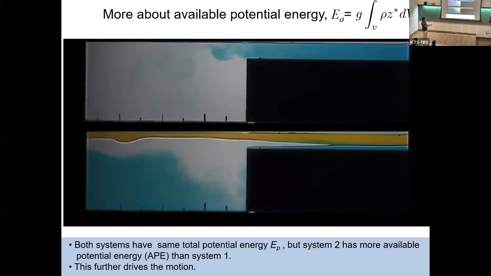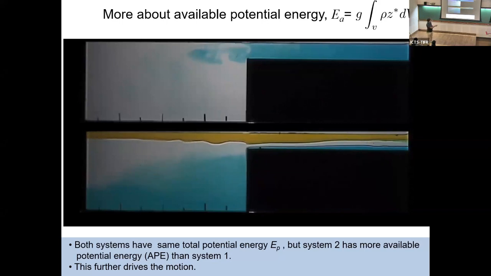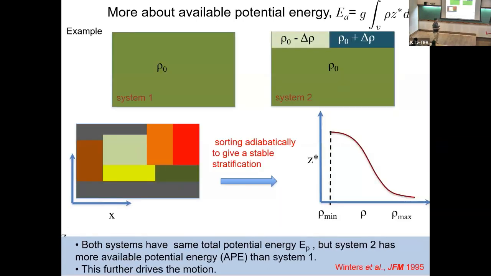You see one case here, I'm making a dense water, and here I make the fresh water, the same amount of exchange, delta rho. Delta rho is bigger here and delta rho is smaller here, and in the rest of the domain I make it the same rho. In this other case, everything is the same rho. You see this case doesn't do any motion, and this case is driving the motion. Both systems have the same potential energy, but one system has more available potential energy. That's the first thing, called available potential energy.